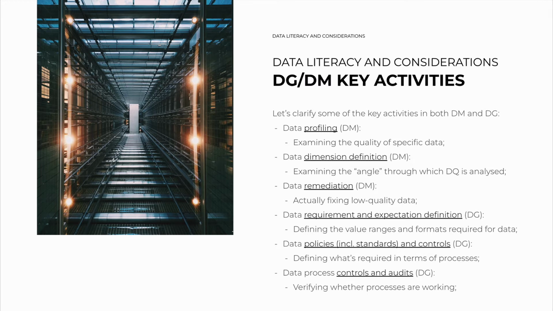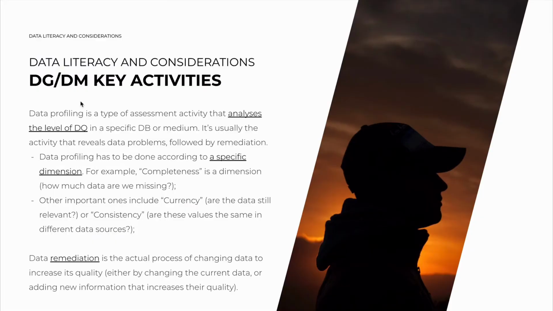Then, within data governance, we'll cover first data requirements and expectations. That is, in order for data to be of high quality, what are the value ranges and what are the formats expected of those data? Then, defining policies, which include standards and controls for data. What is required in terms of processes to maintain high quality data? And finally, within data governance, we'll cover process controls and audits. That is, verifying independently whether the processes that we use and the controls for data quality are working or not at all. Let's start with data profiling.